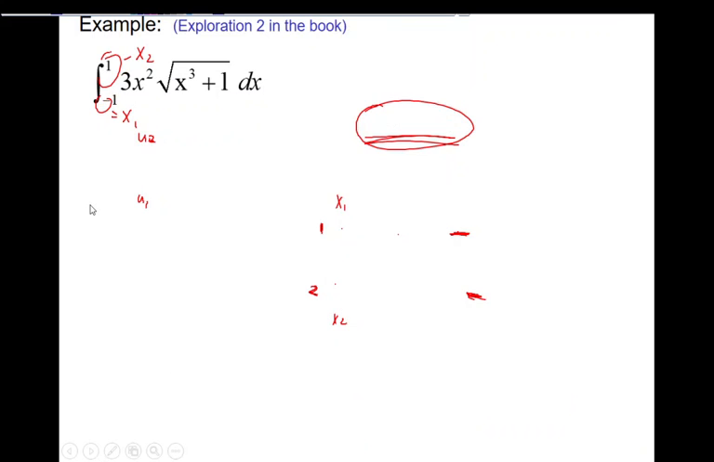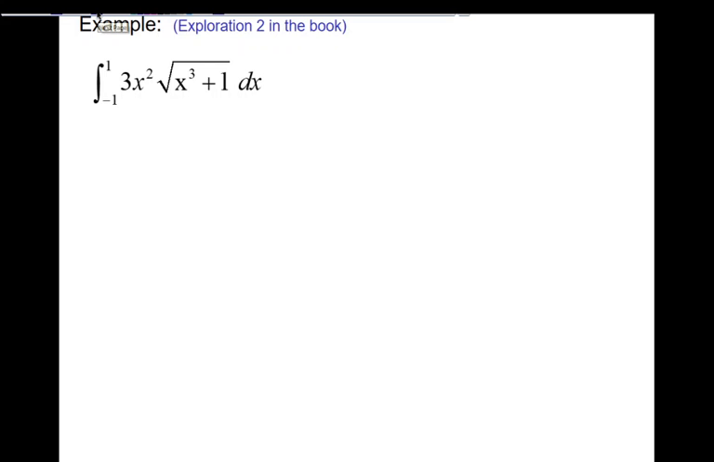This one is another example where creating new limits would make it easier on my life. We've done a problem like this already. We're doing U-substitution. I can see that I have the derivative 3x squared, which is the derivative of x cubed, which means my u is x cubed plus 1. My du is 3x squared dx.